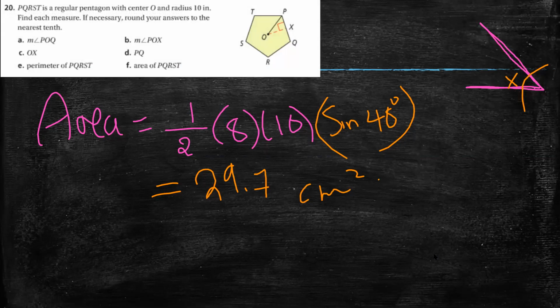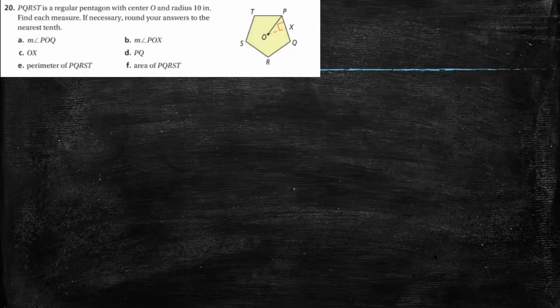Now look at this question here. PQRST is a regular pentagon with a center O and a radius of 10 inch. So the radius here is 10. Where's the radius to be? It has to be here. So what was the last answer? 29.7. Find each measure. If necessary, round your answers to the nearest tenth. Now let's start with A. What is the measure of the angle POQ?